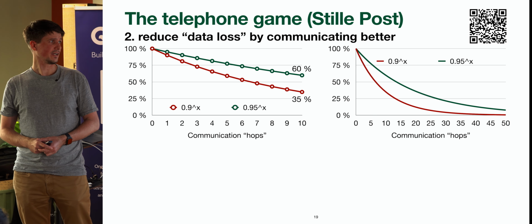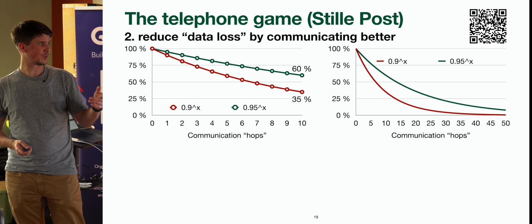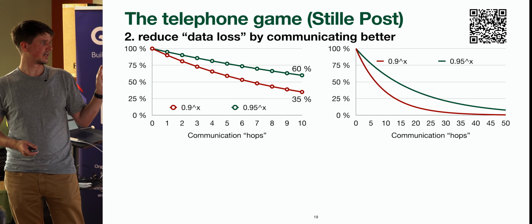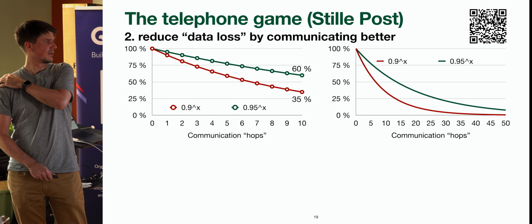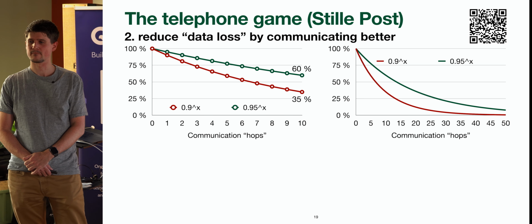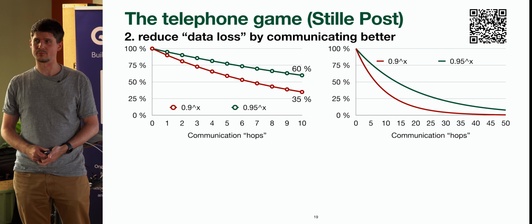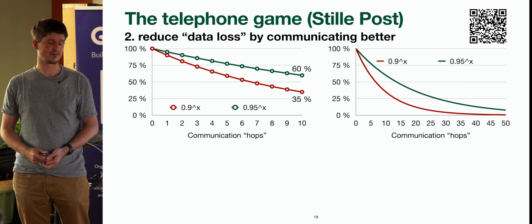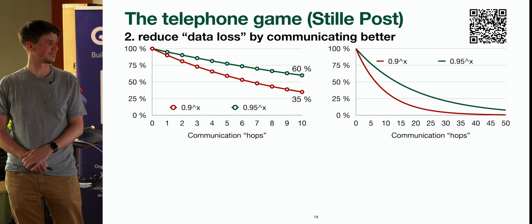The second option would be to reduce the data loss. So in this case, I have two curves. One curve is for 10% data loss, that's the red curve, and 5% data loss for the green curve. And you can already see that after 10 hops, instead of 35% data retention in this case, we would be at 60% data retention, so only 40% data loss compared to 65. And then you can see that for more hops on the right side.